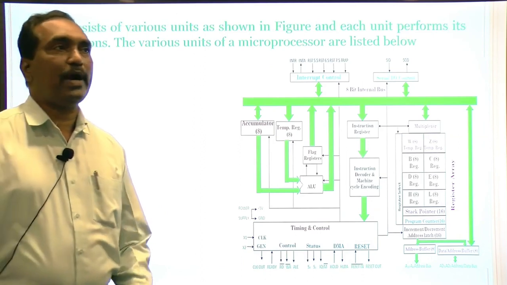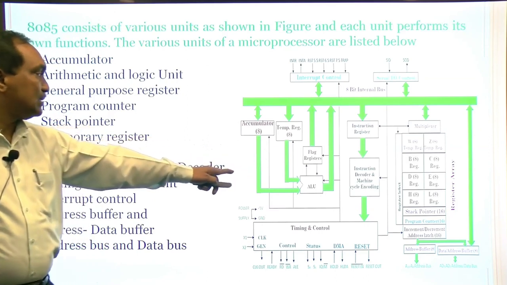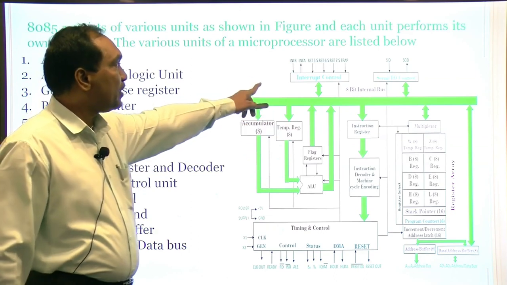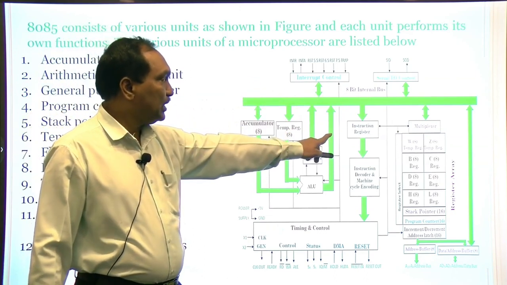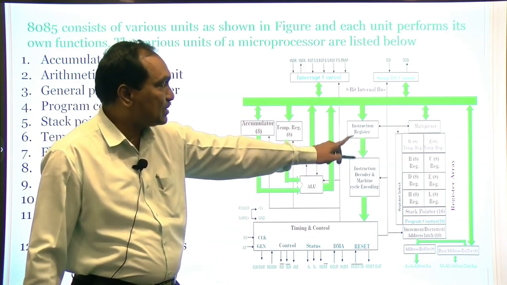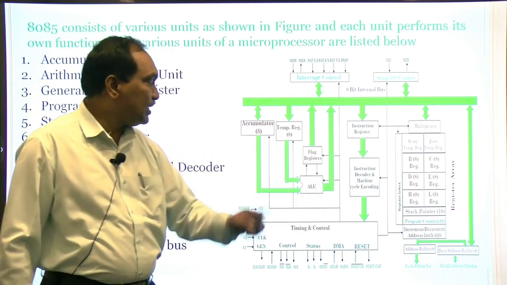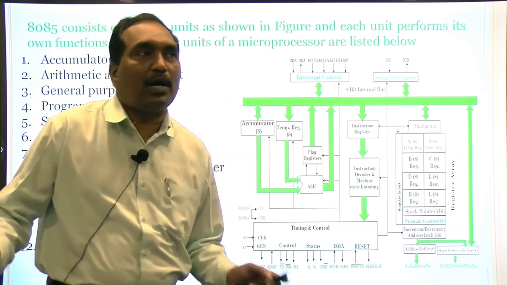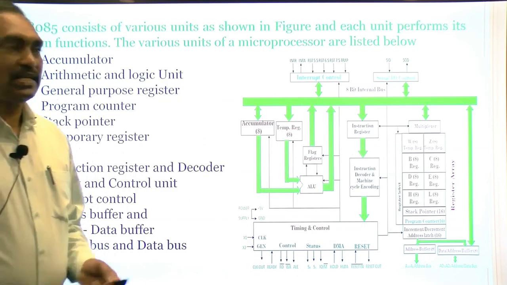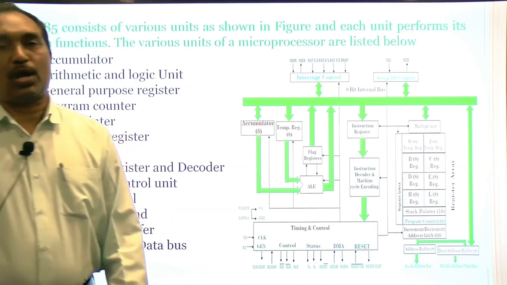It has some different parts. One is the accumulator and temporary register, flag registers, ALU, that is arithmetic and logic unit, timing and control unit, interrupt control, serial input output control, instruction register and instruction decoder, and some general purpose registers, temporary registers, and program counter, stack pointer, and address buffer, data buffer. These are the different parts of the 8085 microprocessor. Of course, now we will discuss one by one how these parts work in the execution of the program.